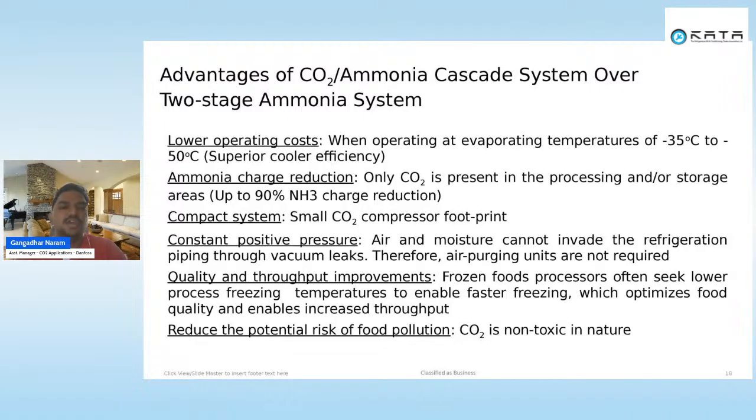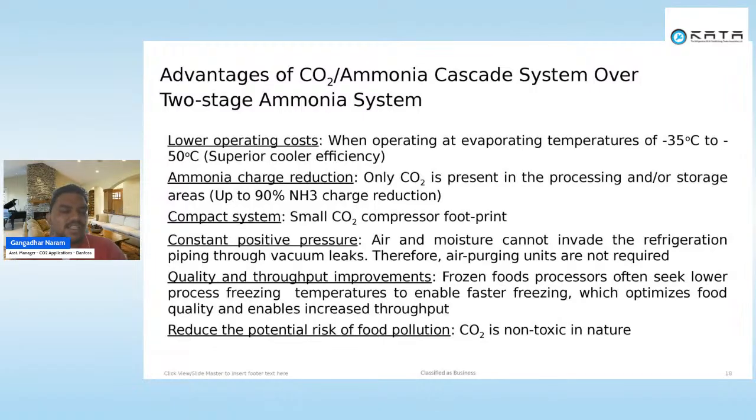For example, if you take ammonia when you are operating at minus 40, then you have to go to a vacuum. You have to go below ambient pressure. In that case, air is a concern. When there is even a small leak, air will enter the system because of the pressure difference. These challenges are eliminated when you operate with CO2 on the lower side, because even at minus 40 or minus 45, the CO2 pressure will be more than 5 bar. At that point you cannot have any air entering the system.